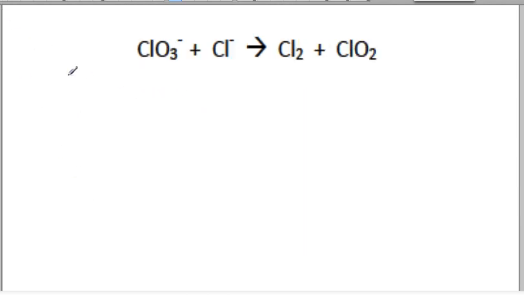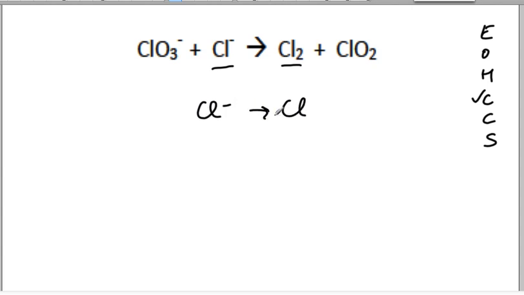Eating old hibachi chicken cold sucks. So eating old hibachi chicken, check the charge, cold sucks. So when I go to do this, I'm going to take Cl minus and Cl2 go together. So I go Cl minus, arrow, Cl2, ClO3 minus, ClO2. The first thing is elements.